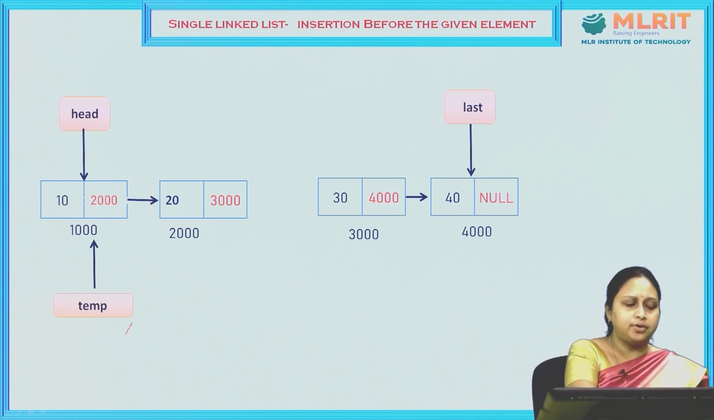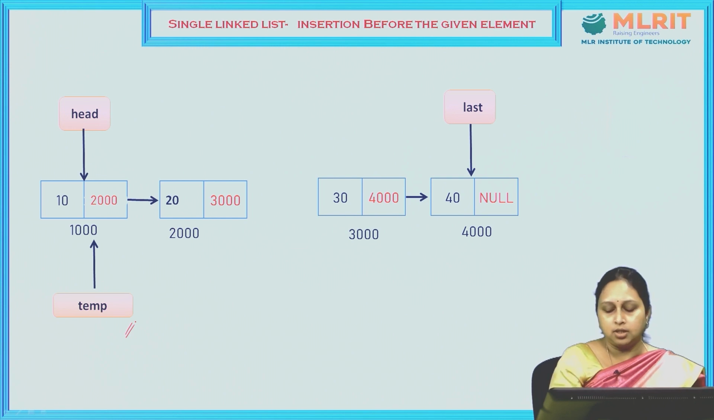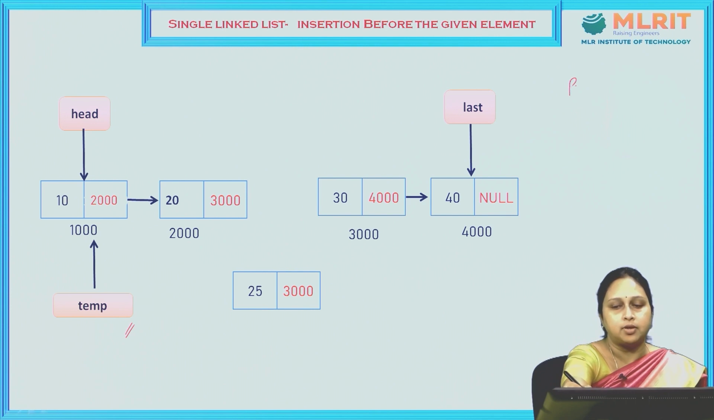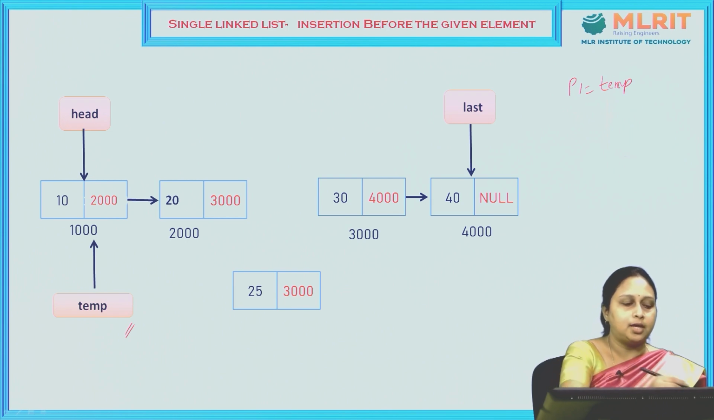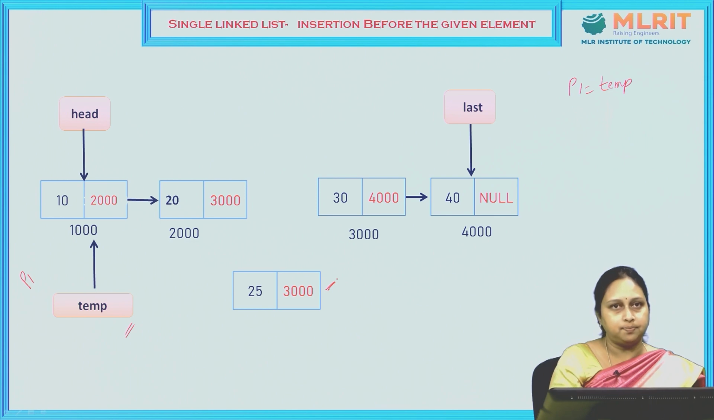Here we are going to take one temporary variable. Not only that, we are going to take one more variable also, that is nothing but P1. We are going to assign P1 equal to temp. This one also we are going to do. That means P1, temp and head all are referring to the same location. Okay. Then we are going to allocate the memory, that is 25, and initially the address part is null. The name of this node is n, the address is 5000. This way, the memory is going to be allocated.